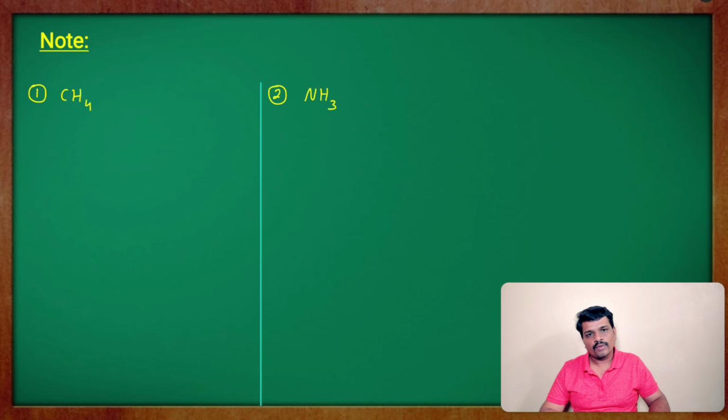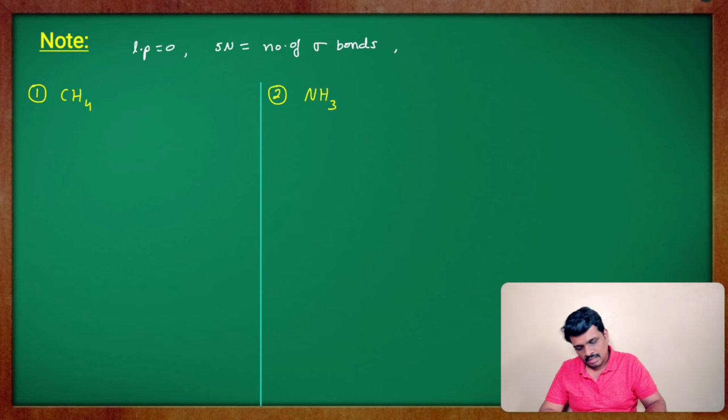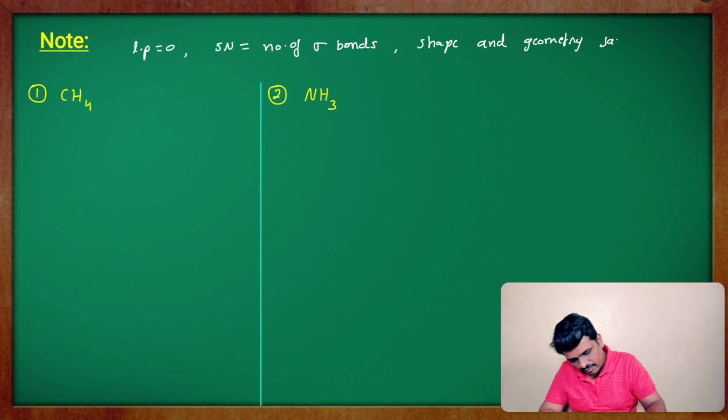Here is a note: when there are no lone pairs on the central atom, lone pairs will be equal to 0. In that case, steric number will be equal to number of sigma bonds by using that formula. What it means is, in this case, the shape and geometry of the molecule will be the same.